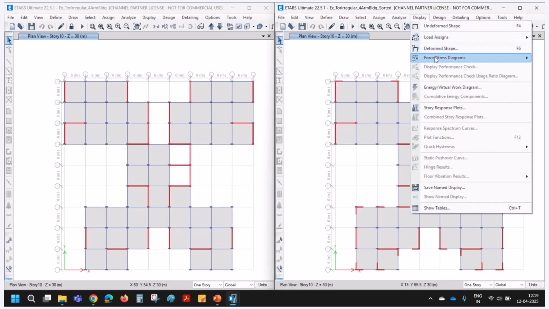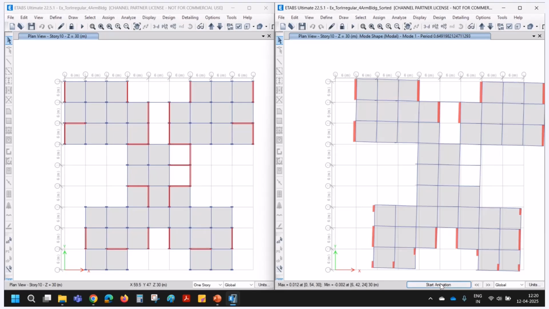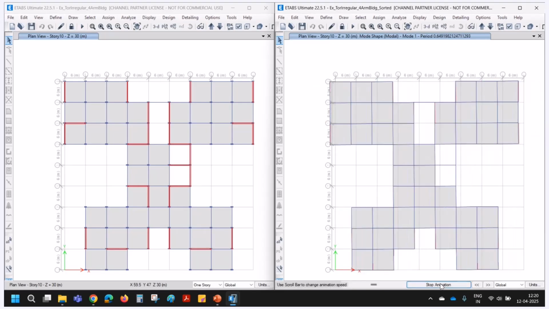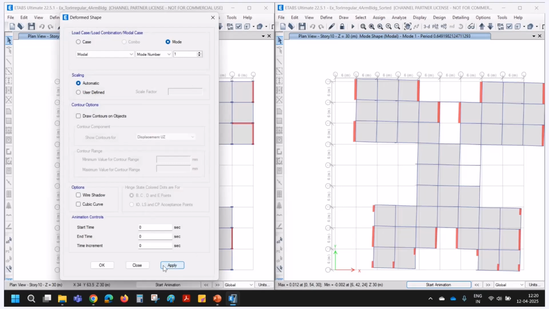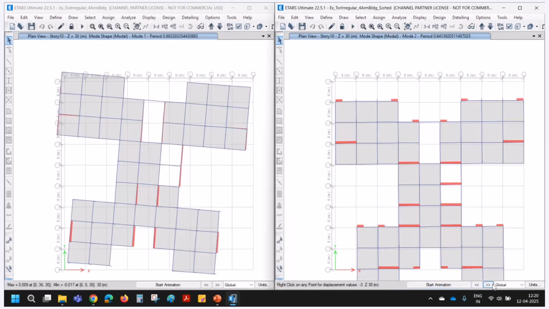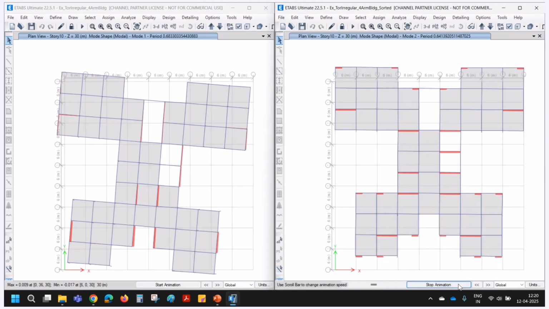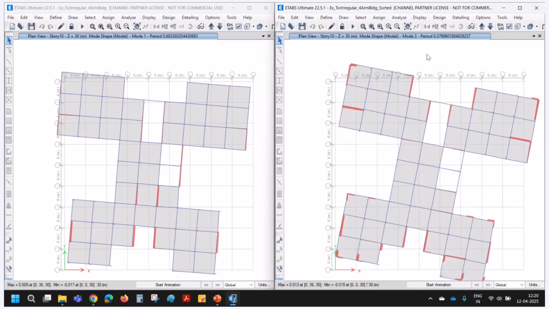Then you have the output. This has become a translational mode. This one is first more torsional. This is mode 2. The third mode is torsional.